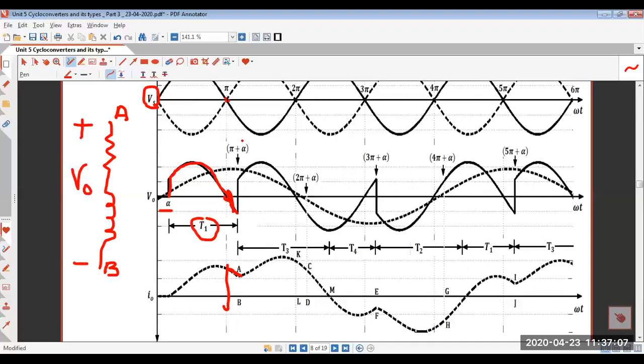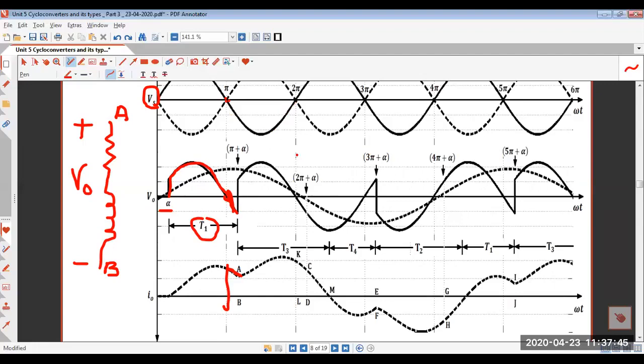But when omega t equal to pi is reached by the supply voltage and the negative half cycle starts, what will happen? The conducting SCR, which one was conducting? T1. It will become reverse biased because of the negative half cycle. But the inductor which is present has current stored in it, so it will start releasing its current through the conducting SCR. Your T1 has become reverse biased, but it will keep on conducting because of the inductor.